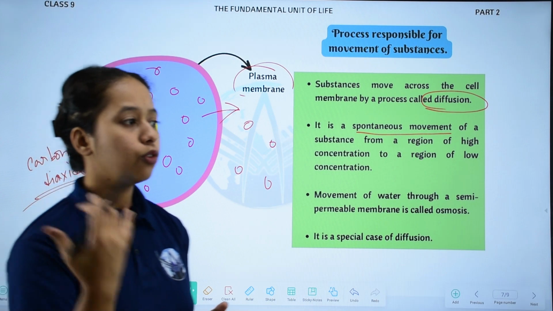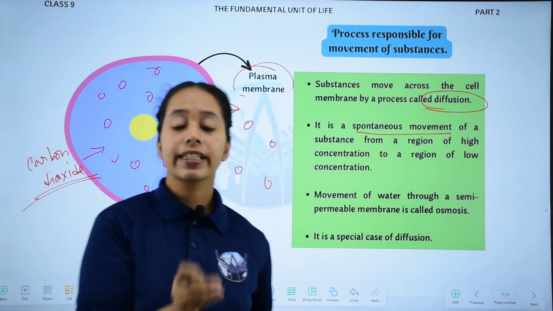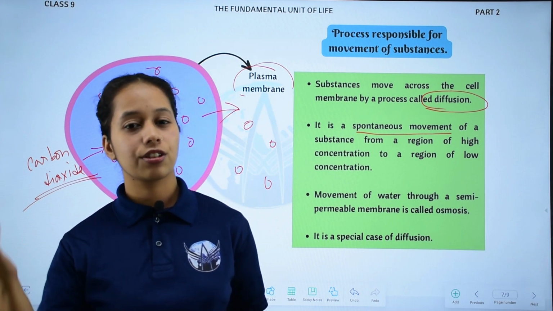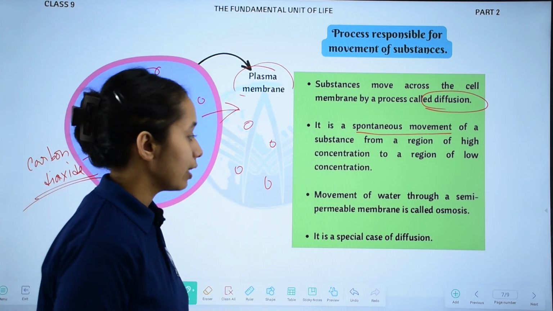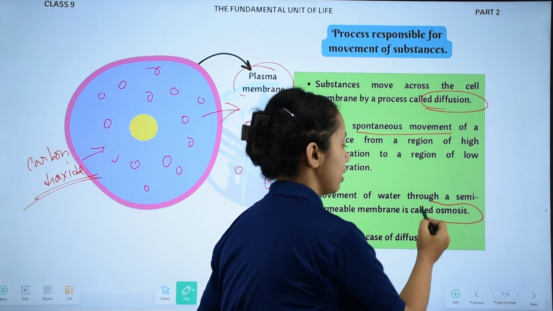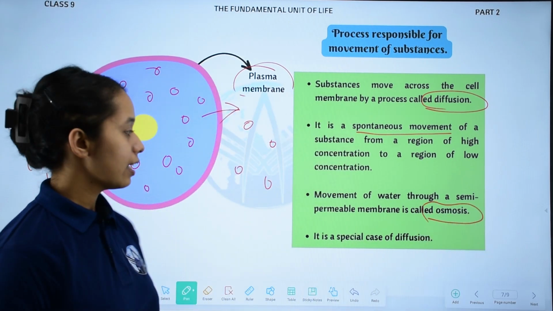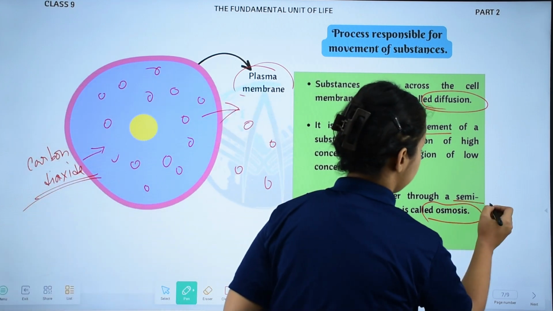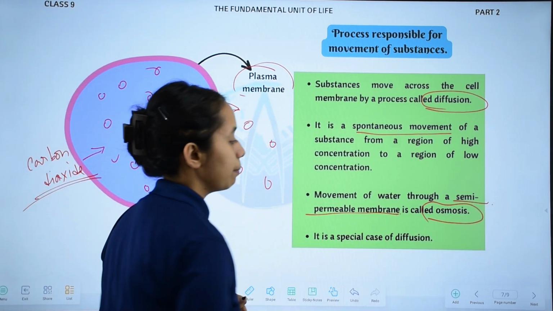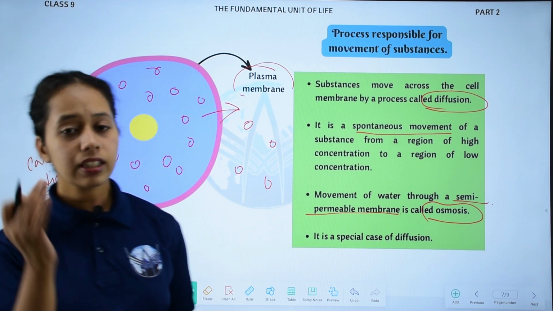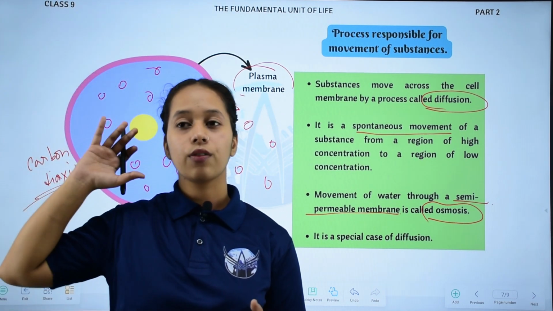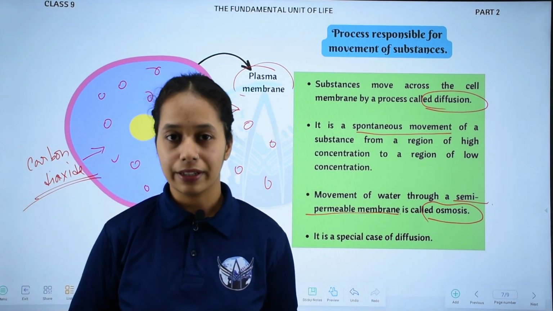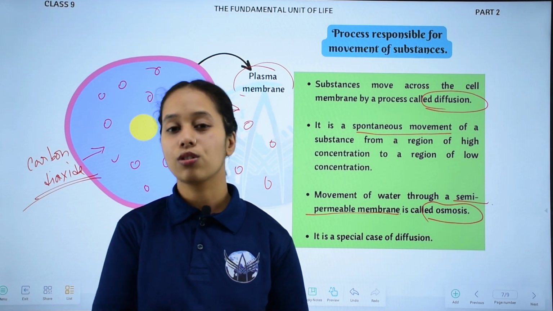But if we talk about the movement of water particularly, then the movement of water from a region of higher concentration to a region of lower concentration is known as osmosis. So what is osmosis? The movement of water through a semi-permeable membrane is called osmosis. If water is moving from a region of higher concentration to a region of lower concentration through a semi-permeable membrane, then that process is known as osmosis.